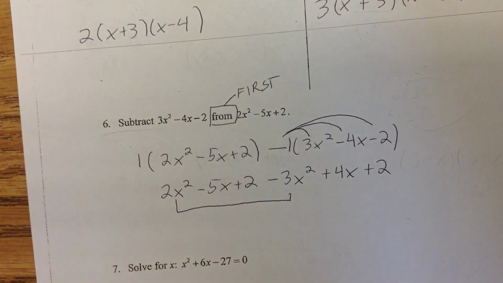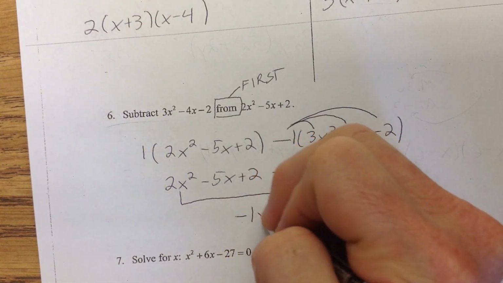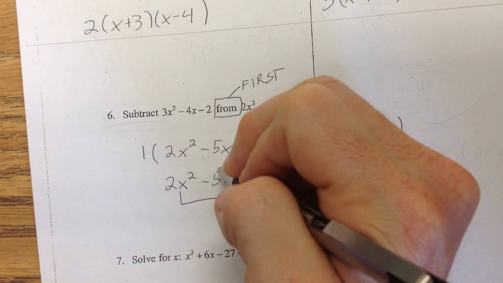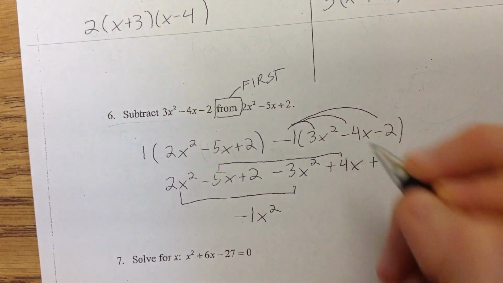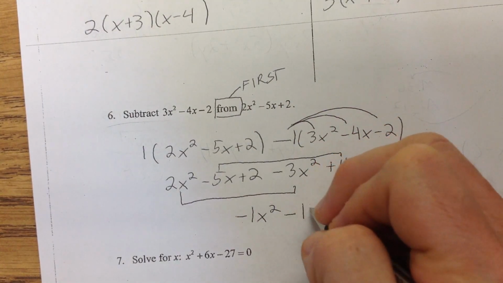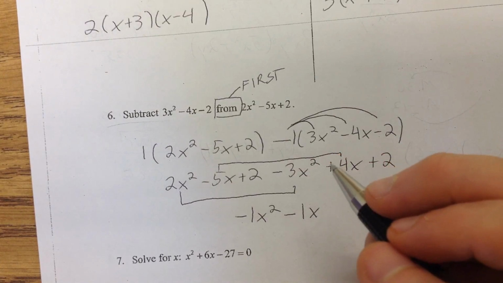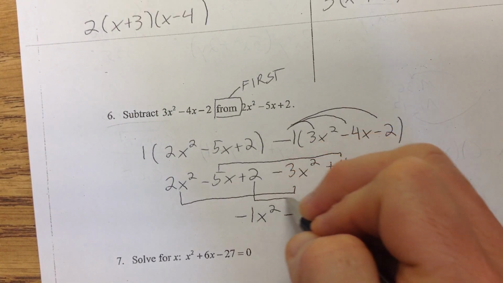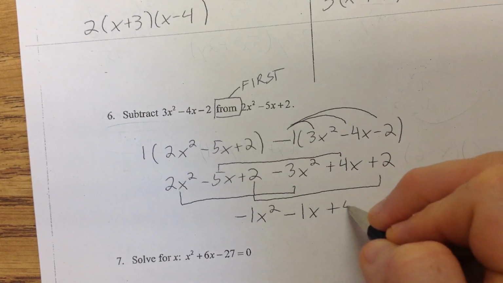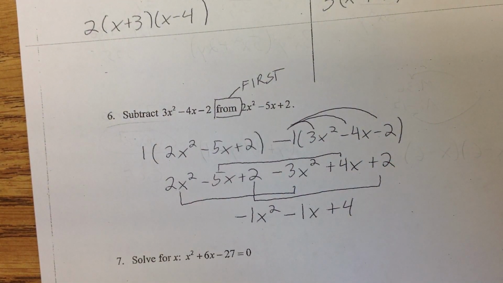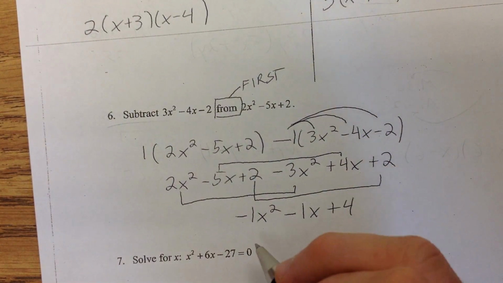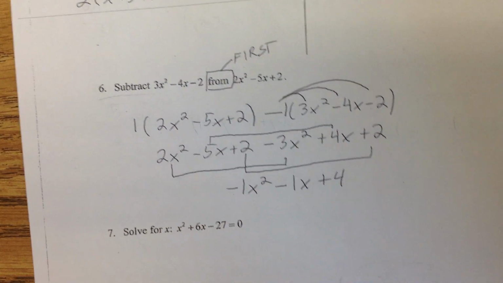So 2x squared minus 3x squared is negative 1x squared. Negative 5 plus 4 is minus 1x. And then last but not least, 2 plus 2 is just a plus 4. Okay. All right, last problem.